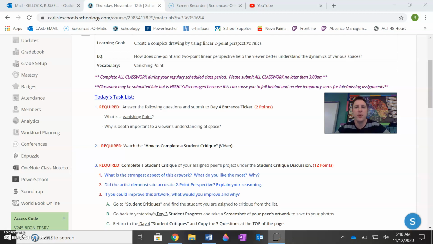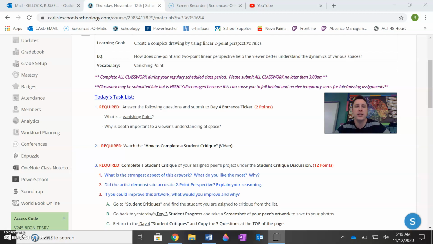Today marks the halfway point in our unit, and so today is also our critique day where you're going to be critiquing another peer's artwork. But before we get into that, I just want to go over your learning goal, just as a reminder that you are completing a complex drawing using 2-point linear perspective rules.